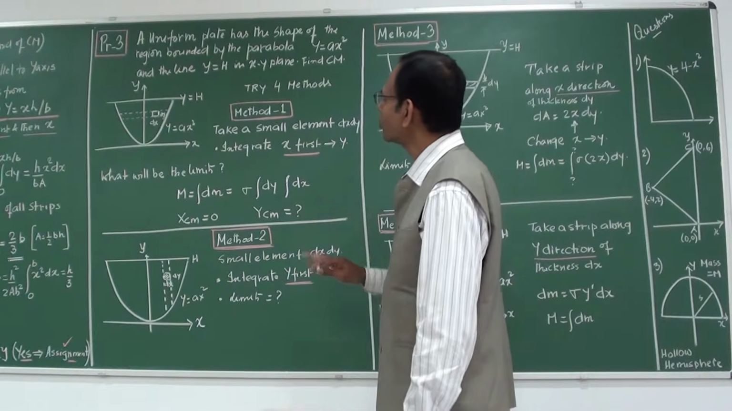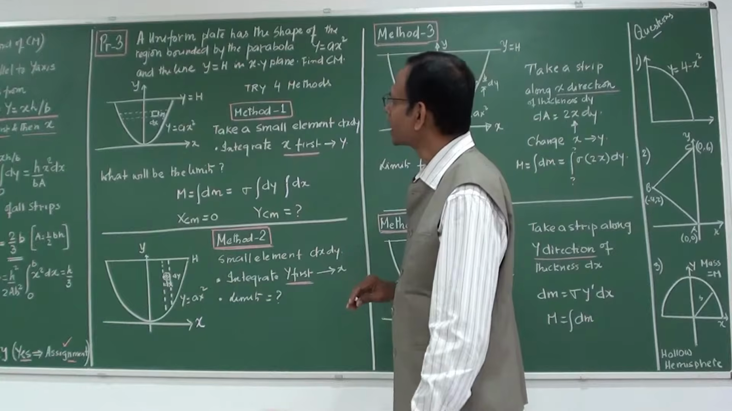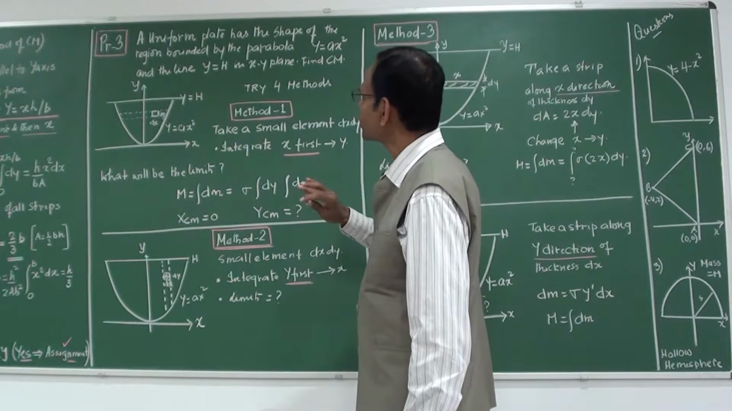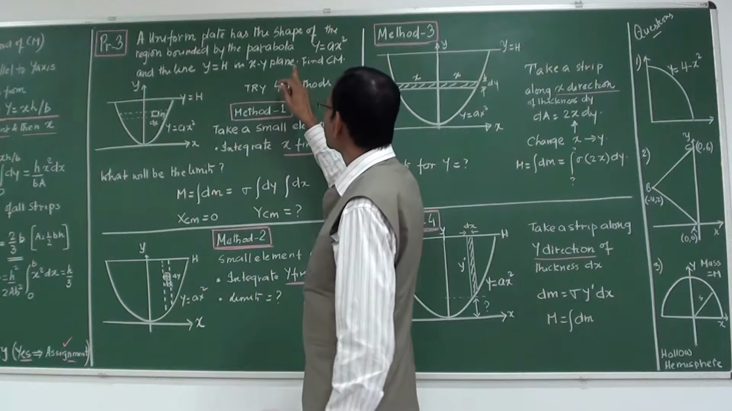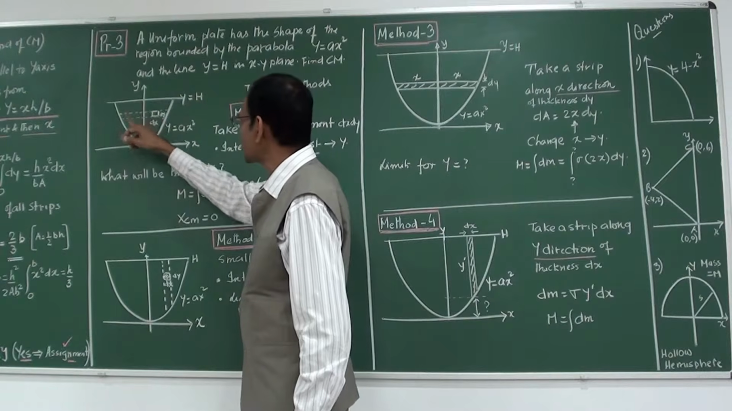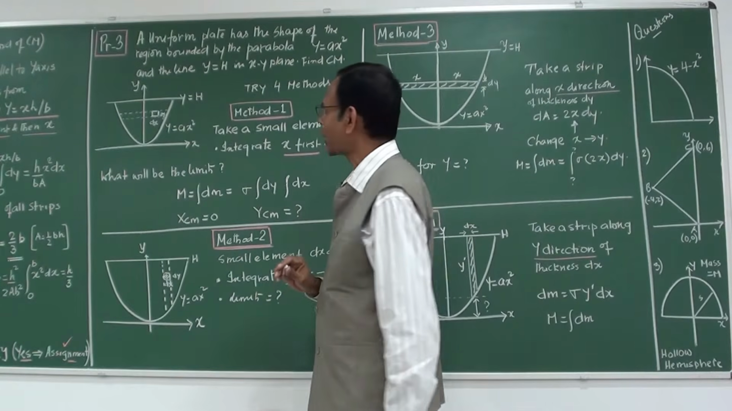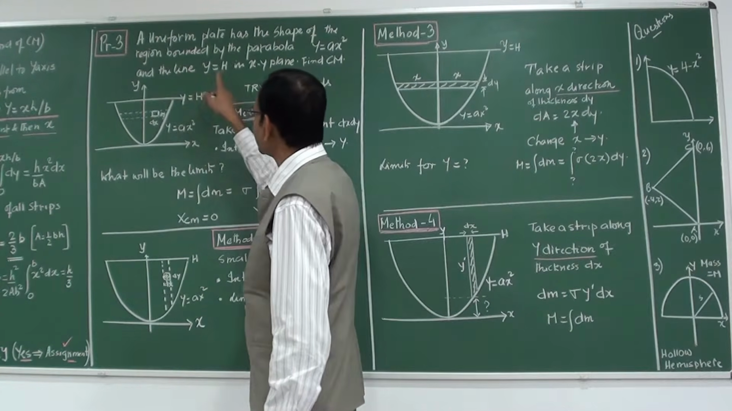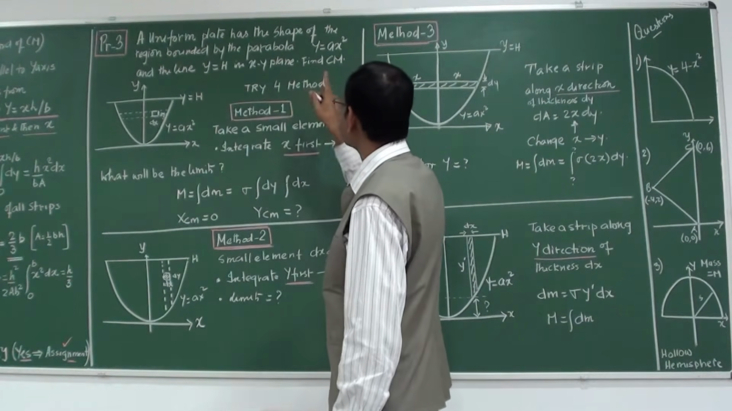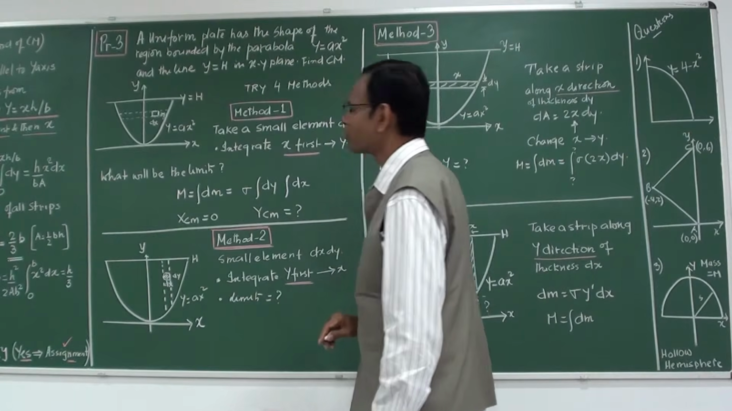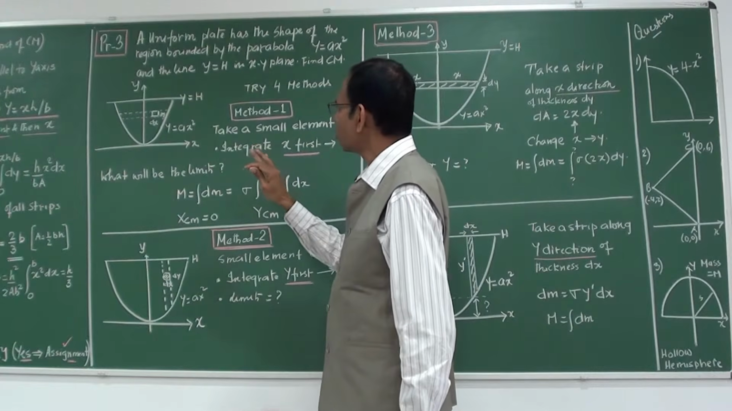Now we will go to the third problem. Now, the third problem I have not solved fully. So the problem is like this. A uniform plate has the shape of the region bounded by the parabola y is equal to a x square. So this is the parabola, and the equation is given, y is equal to a x square, and the line y is equal to h. So bounded by this region in the xy plane. Find the center of mass. Here also it is not written, but sigma is constant.